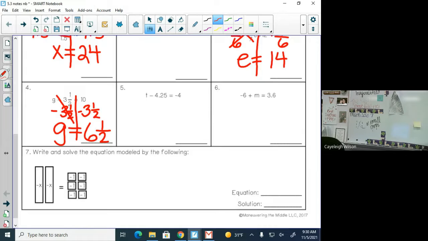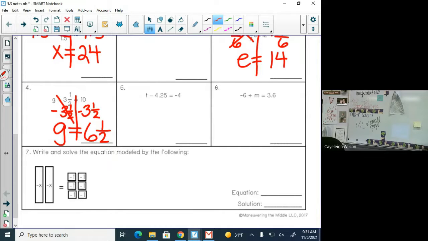What's the only answer that I'm not going to accept? Nope. Repeating decimals are not an answer. Repeating decimals need to be given as a fraction. Other than that, I don't care if it's a decimal or a fraction or a mixed number.